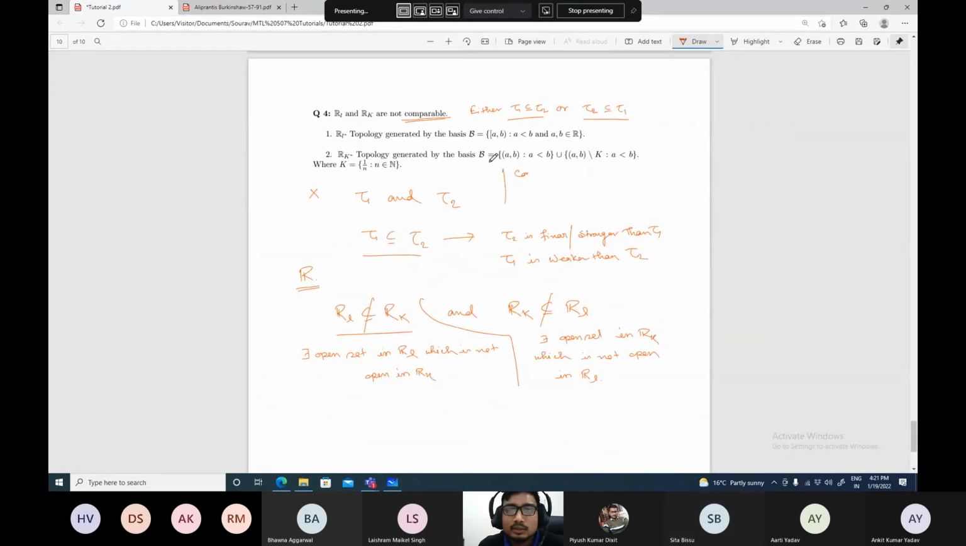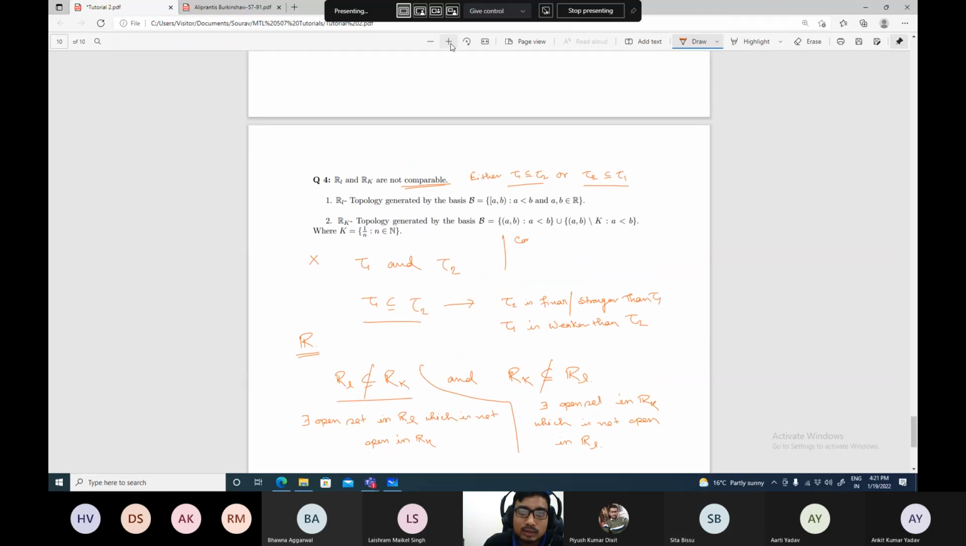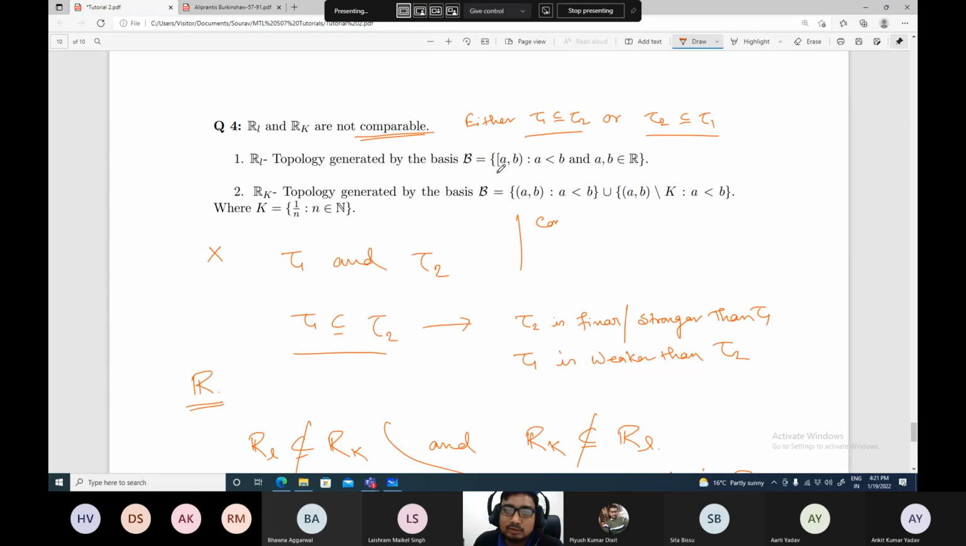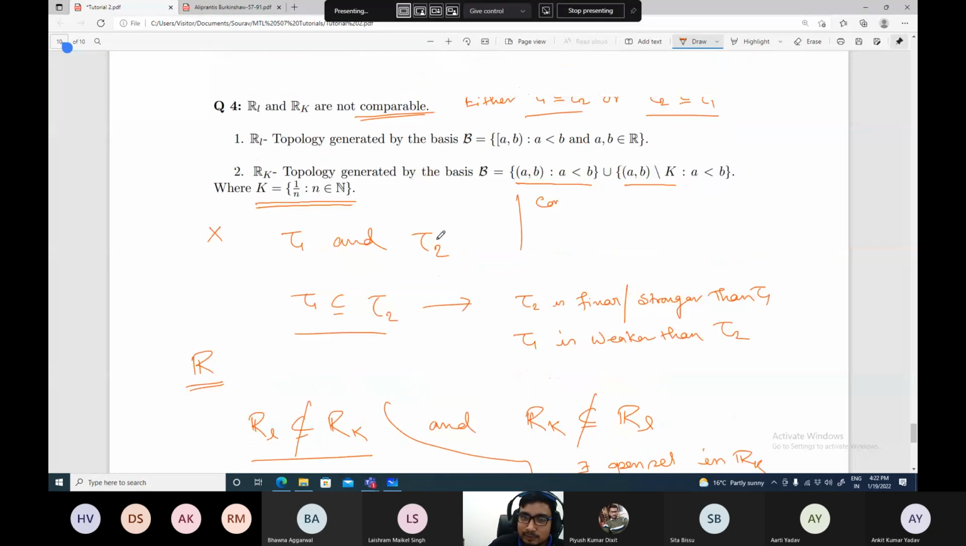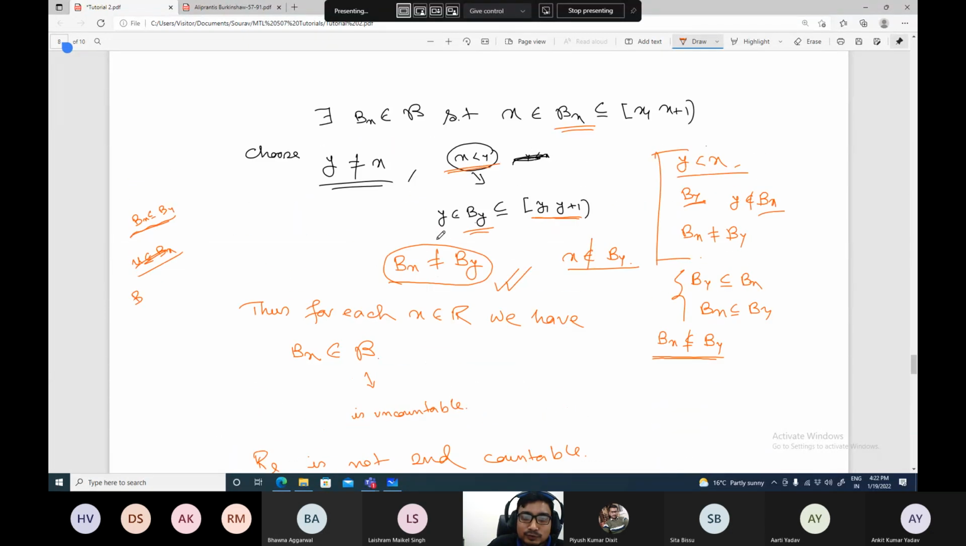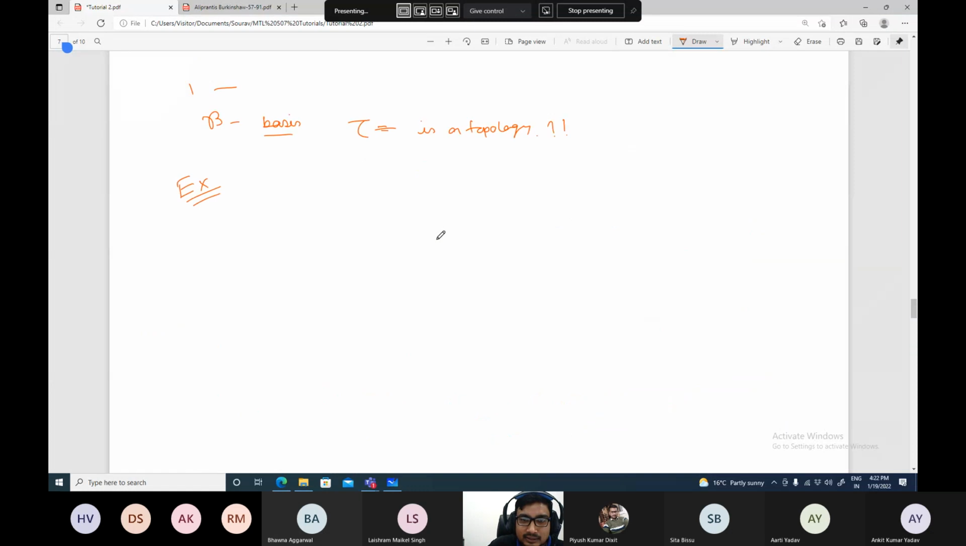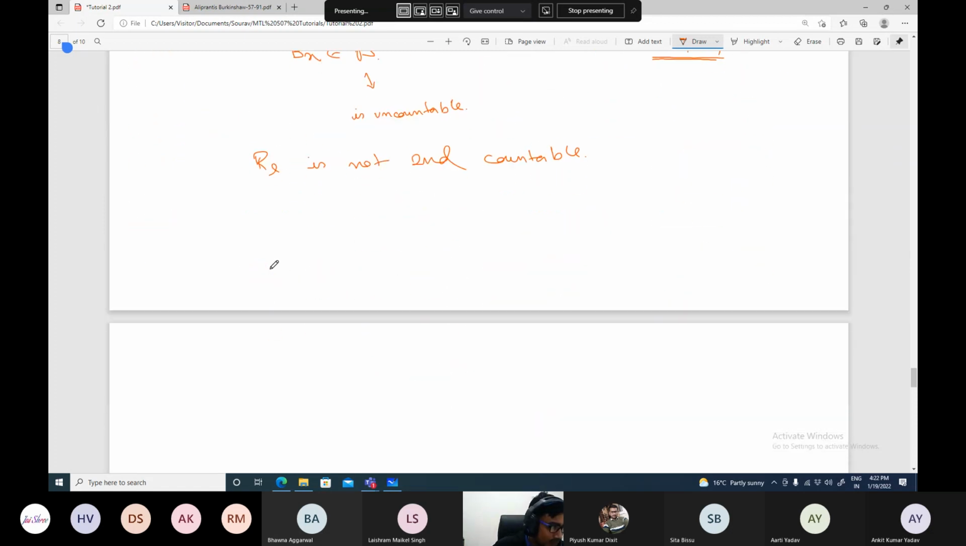Yes, sir. So now let's first recall what RL and RK are. You know RL, the Sorgenfrey line. Now let's look at the definition of RK. RK is the topology generated by the elements, this kind of open intervals, and this kind of sets minus K, where K is this set. RK is generated by this basis, and you will understand the topology whenever you prove this result, and only then.